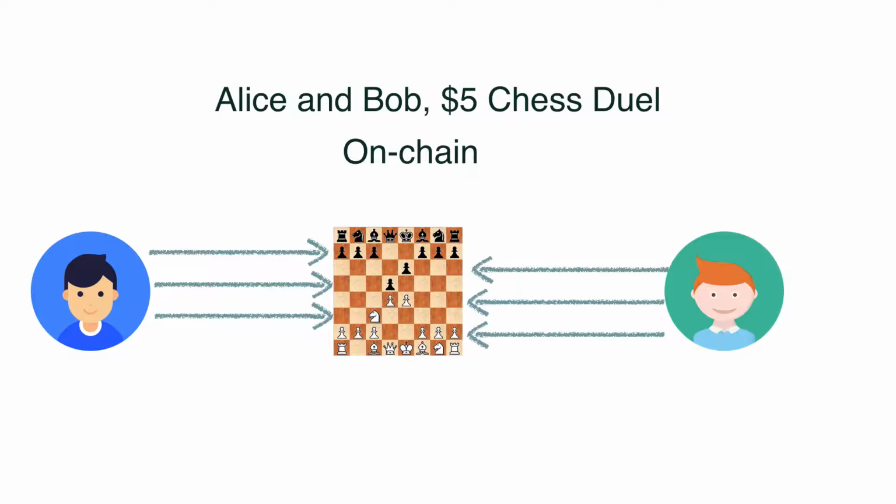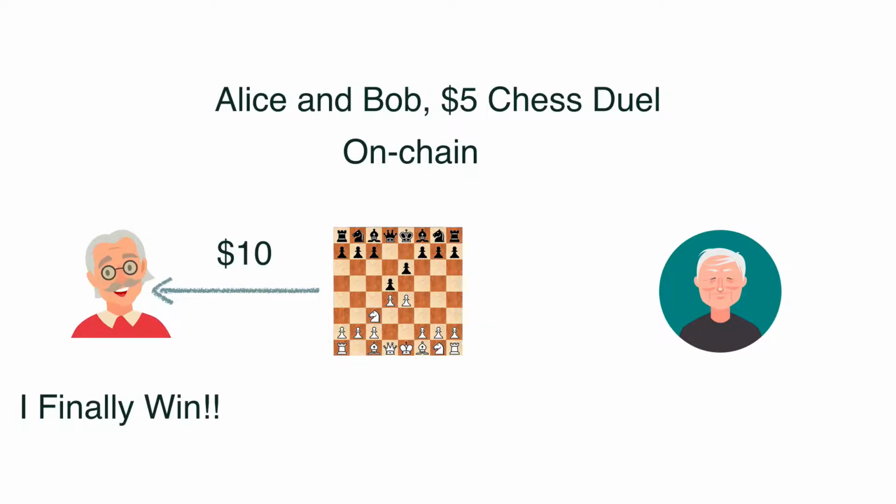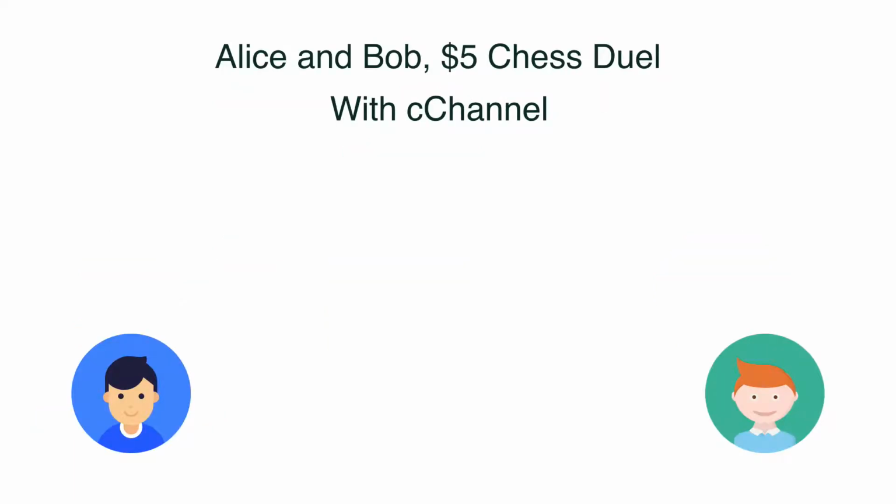All right, so it's a really painful game, and after a while, finally the game finishes, one of them wins, and the game contract pays off. So this is how bad an on-chain smart contract can be, even if you were just implementing something as simple as a chess game.